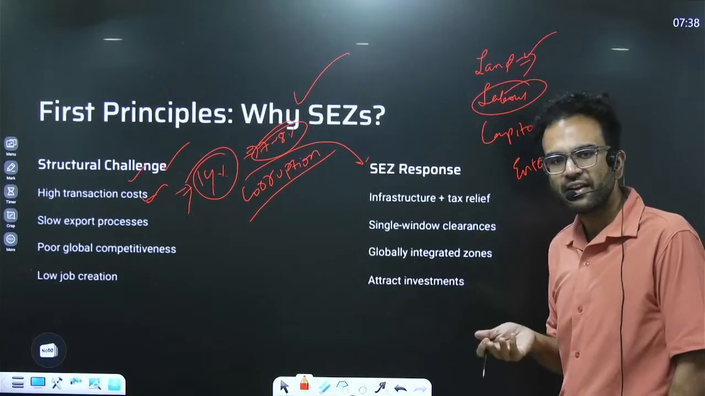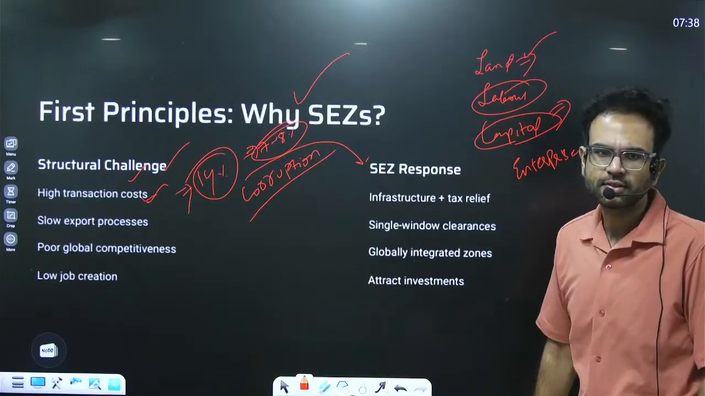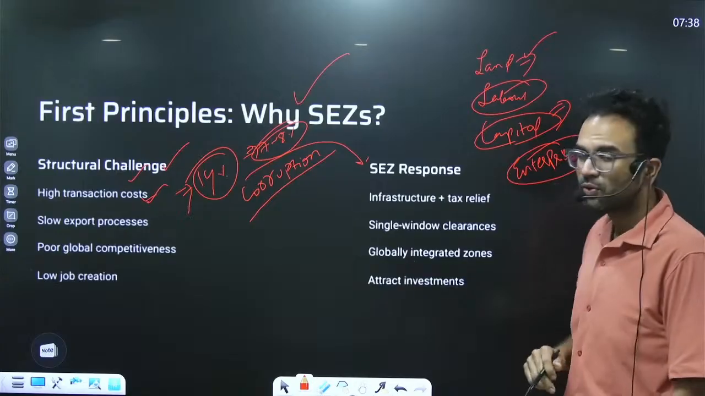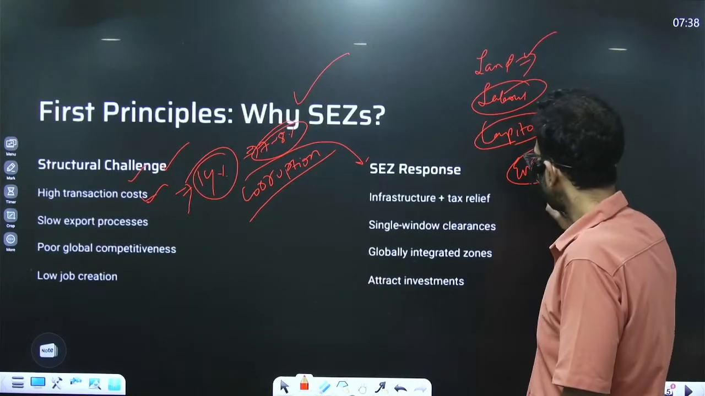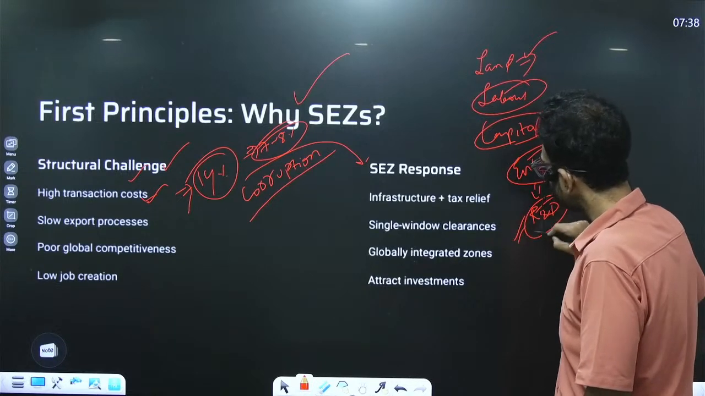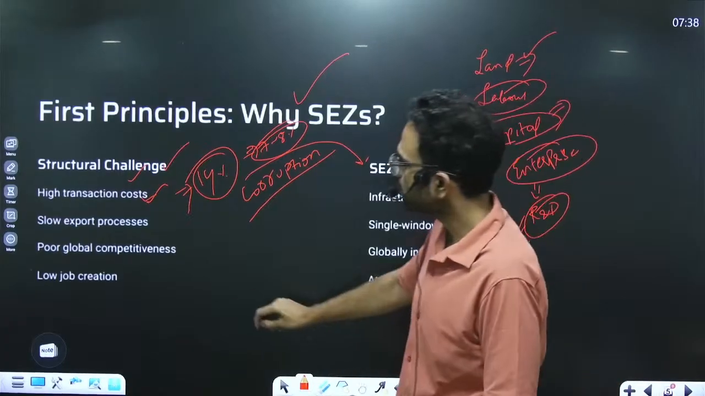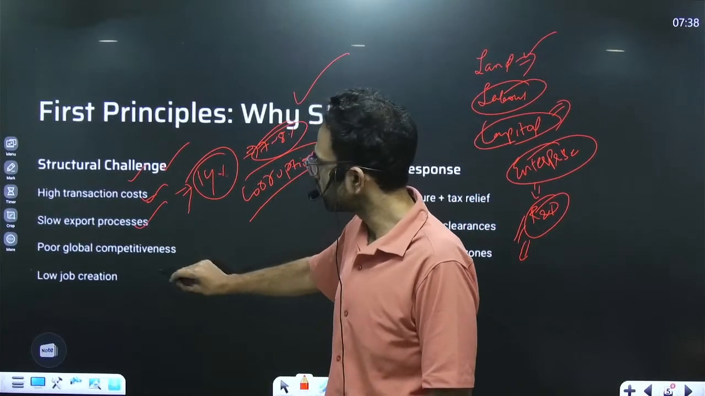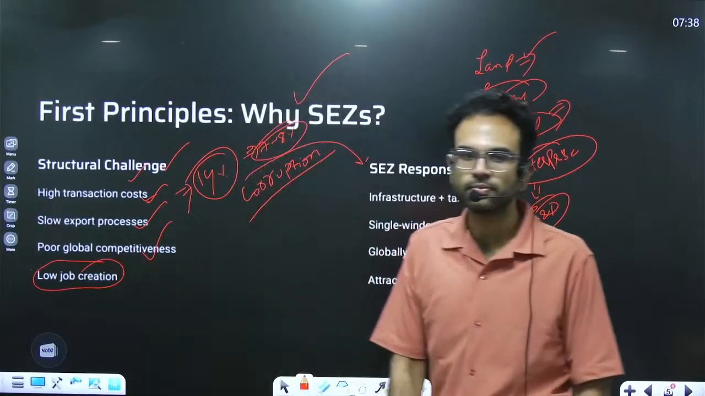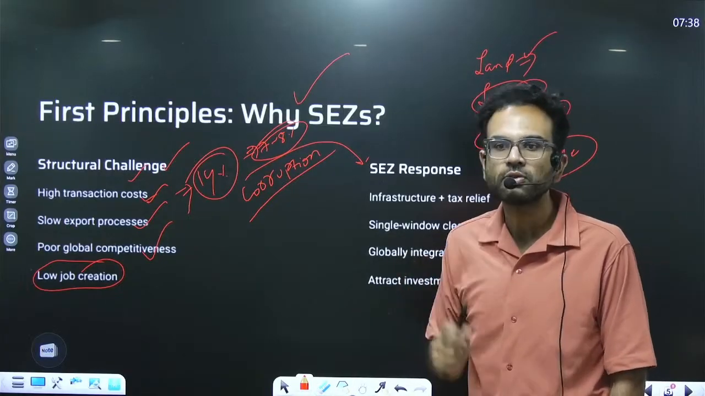Then labor. We do not have skilled labor. Capital. It is not easy to get capital access back then. Enterprise. Even if you have a great idea, you do not have an R&D setup here. That R&D setup was not supported by the government. So, as a result, there were slow export processes, poor global competitiveness, and low job creation. All of these are structural problems of our economy and how jobs were created.